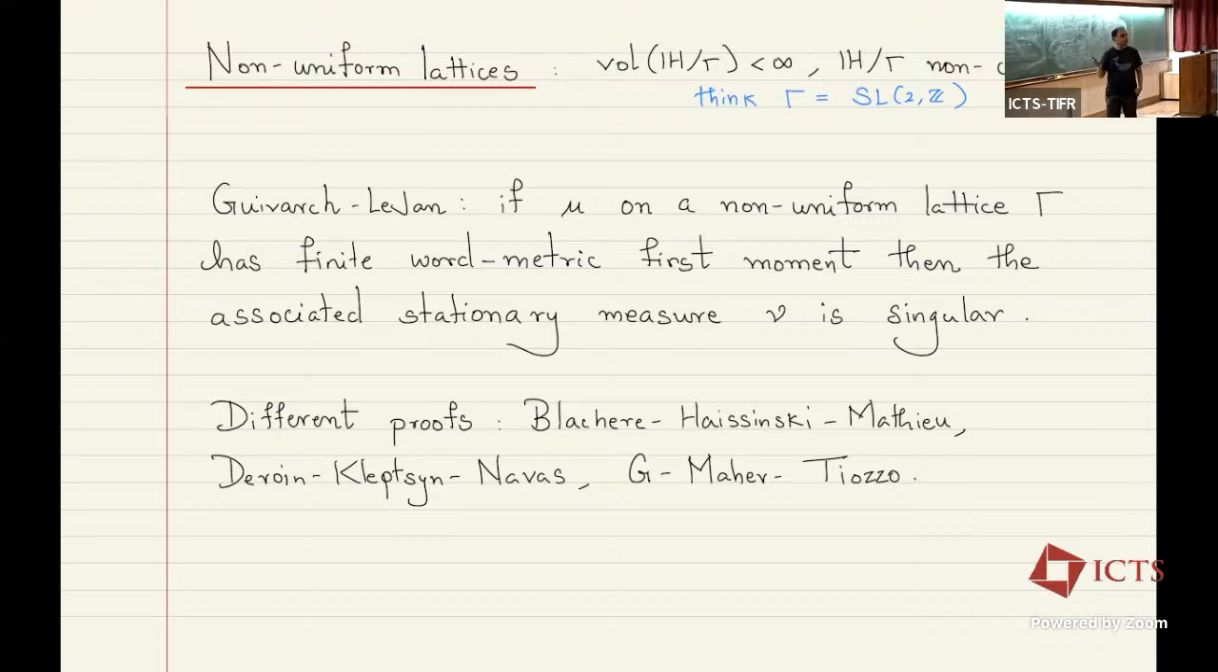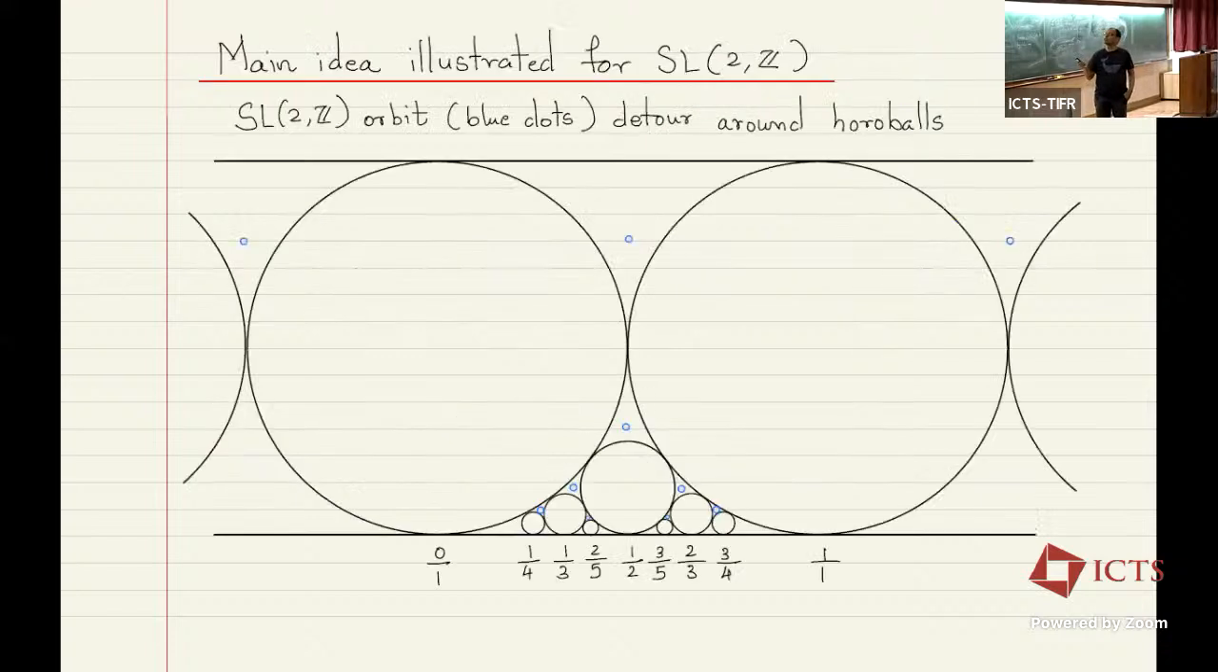Okay, so now in the next slide, I'll try to explain the main idea of why you get singularity in the case of non-uniform lattices. And this is a beautiful picture for SL2Z. This is always fun to draw. So what is this picture? This is trying to show you some kind of circle packing that is very natural to SL2Z. The quotient of SL2Z is the modular surface, and it's very typical to draw the modular surface like this. You might have seen many talks where it's drawn like this.